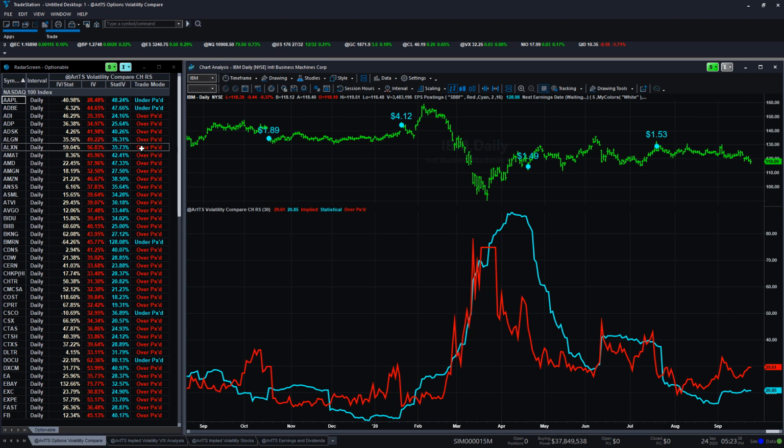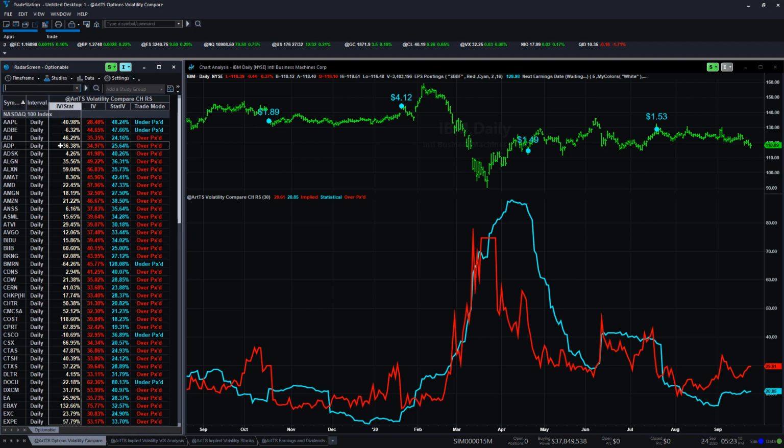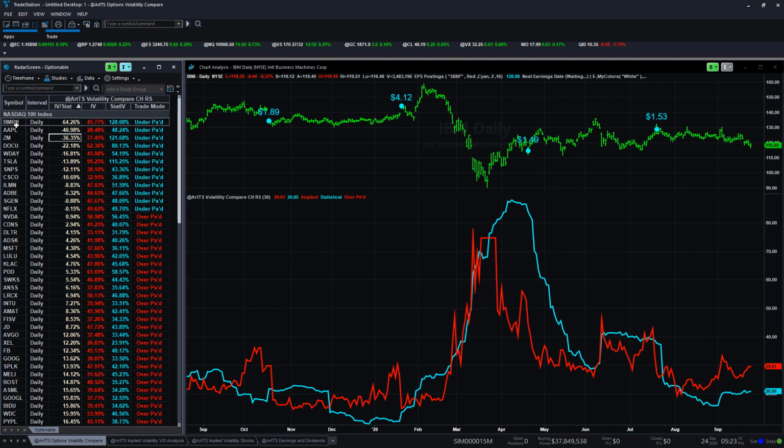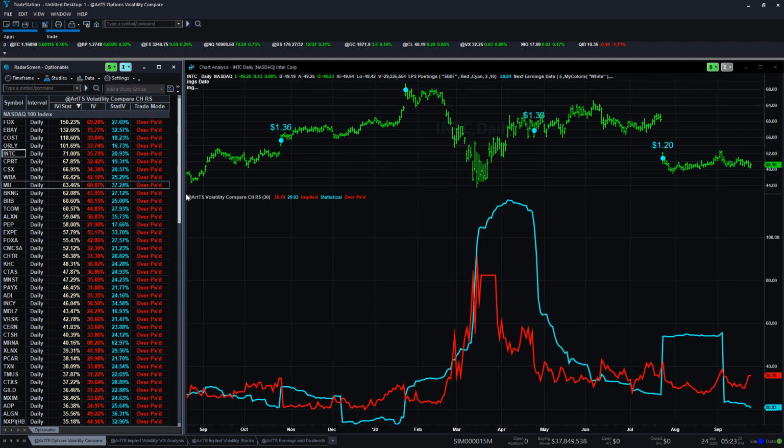What's cool about Radar Screen is I can sort by the ratio between these two symbols. So I can see which symbol is the most underpriced or overpriced by just sorting by that. So here, for example, Intel. You can see that's a pretty big gap, a 71% gap. The implied volatility is that much higher than the statistical volatility.